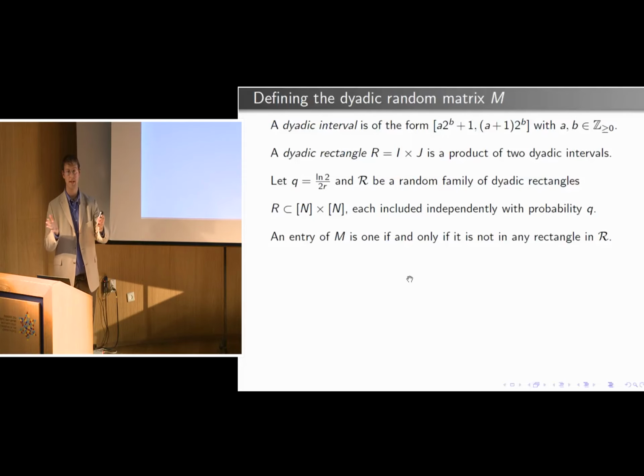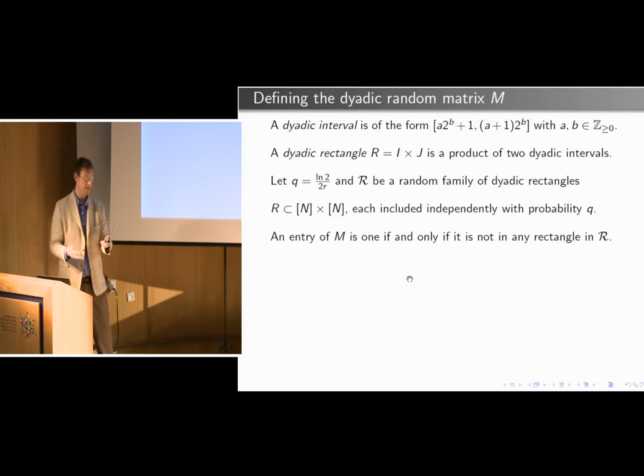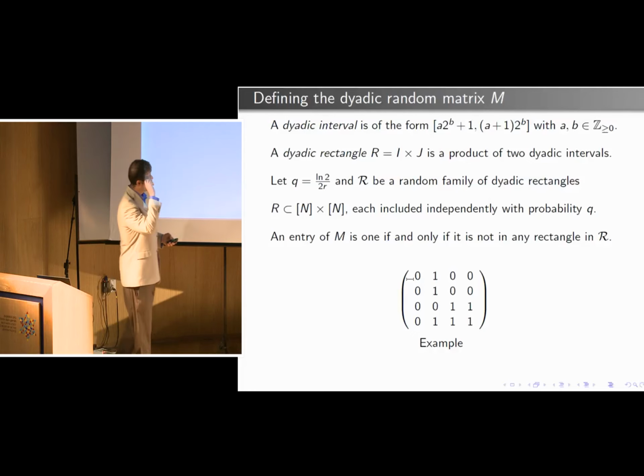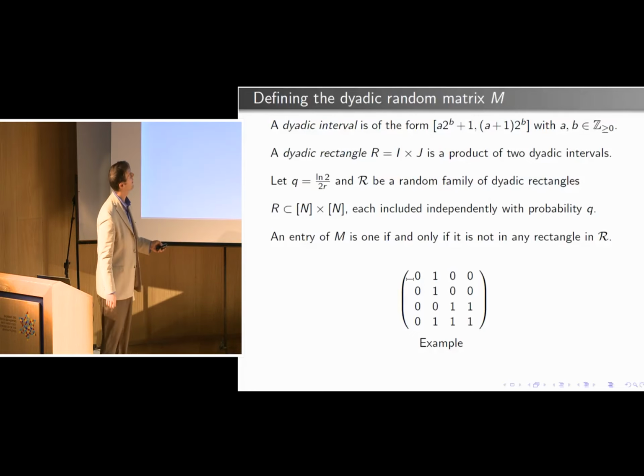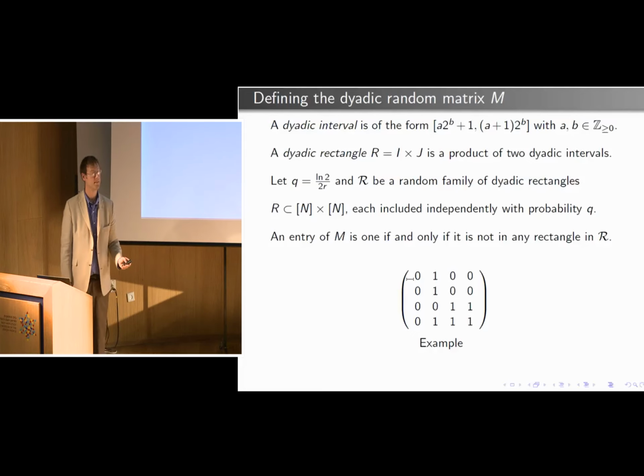So we have this family of dyadic rectangles. For each rectangle in R, that rectangle is all zeros. Otherwise, if none of those rectangles contain a particular entry, it's going to be a 1. So let's see an example of this. If we have 3 rectangles, so this column here is a dyadic rectangle, this is another dyadic rectangle, and this 2 by 2 here is a dyadic rectangle, then if that was our family, this would be the resulting matrix we'd get out of it. Okay.